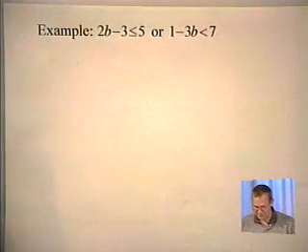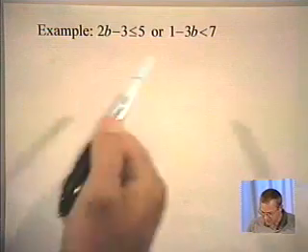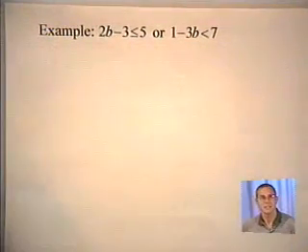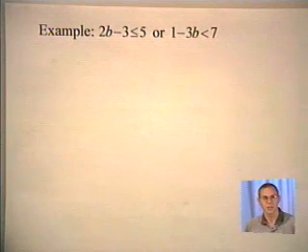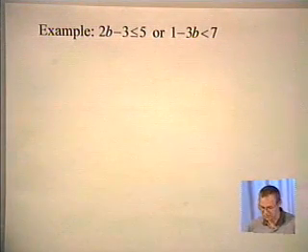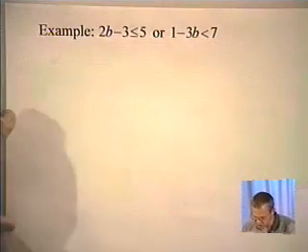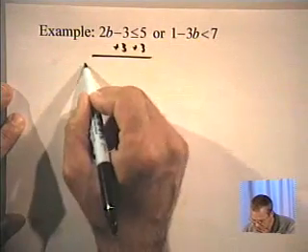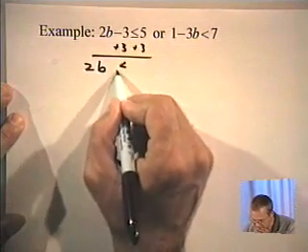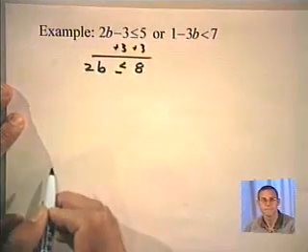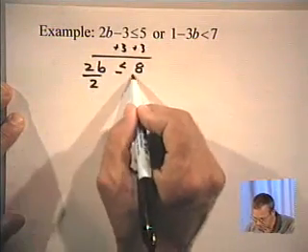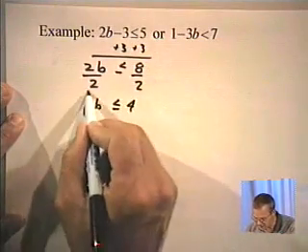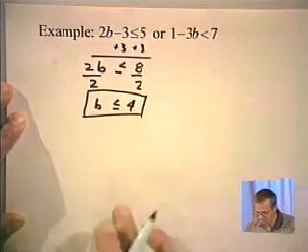Okay, my variable is b this time, that's fine. Again, I have an or statement. And again, what I'm going to do is solve each of these inequalities independently of each other, and then I'll graph the solution on a number line, and then I'll come up with the interval notation. So let's solve this one first. I'll add 3 to both sides. 2b is less than or equal to 8. Divide by 2. b is less than or equal to 4. And I'll put a little box around that to represent that we're done with that one.